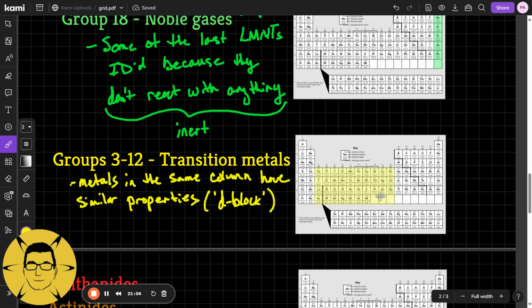All of the metals in the same column have similar properties. Not all transition metals have the same properties, but all of them in a vertical column, okay, also known as a family. Okay, a vertical column is known as a family. All the families have the same properties.